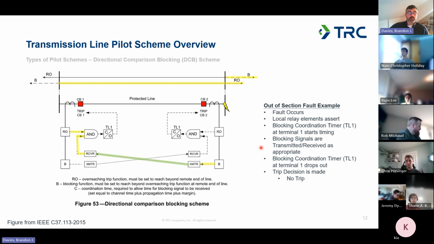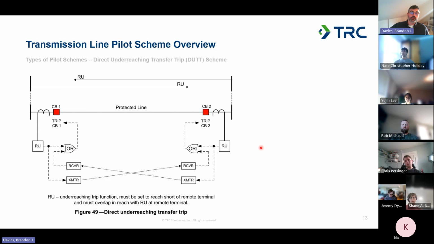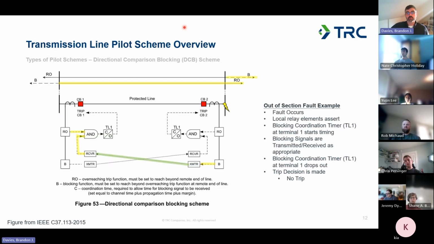So this is very similar to what we did on the POTT scheme, but we are applying this in reverse logic. Rather than one terminal saying, yes, the fault is on the line and sending a permissive signal to the other, we are sending information that, no, the fault is not on the line. I know it's behind me, so don't trip. So again, sharing a single piece of information between the two lines allows you to do this high speed and much more selective type of scheme.